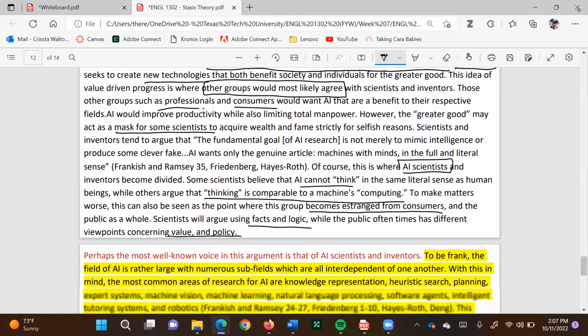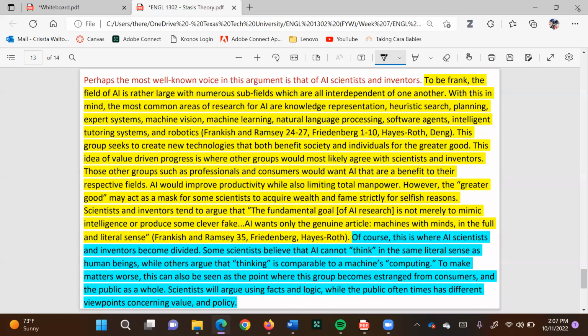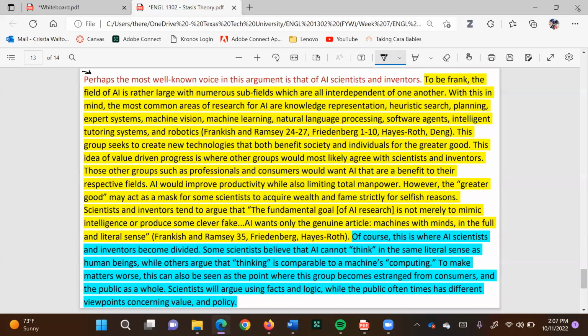And so you can see in this paragraph, we have the topic sentence where it introduces the stakeholder that's going to be discussed, AI scientists and inventors. We have the section that talks about the values that they hold, the level of stasis within this group. And then we also see where there's levels of disagreement with other groups, how it interacts with other groups.